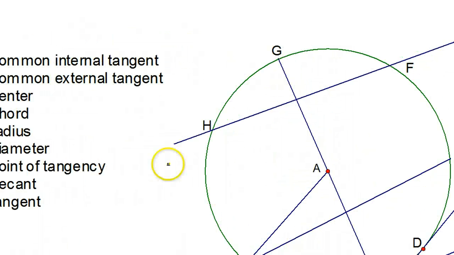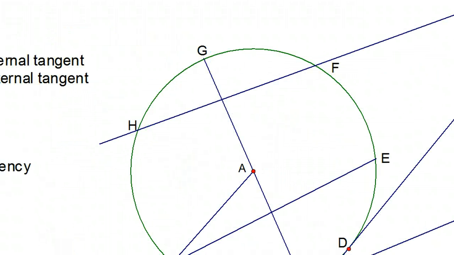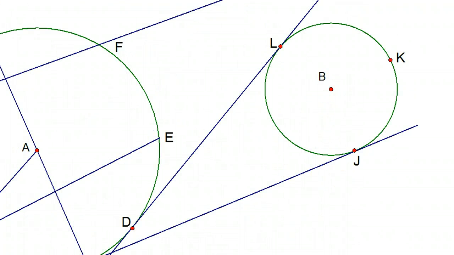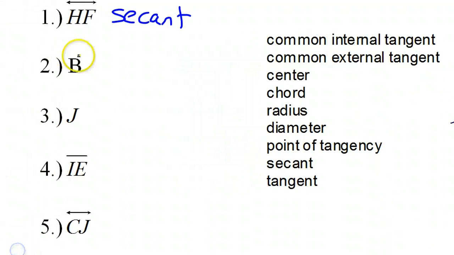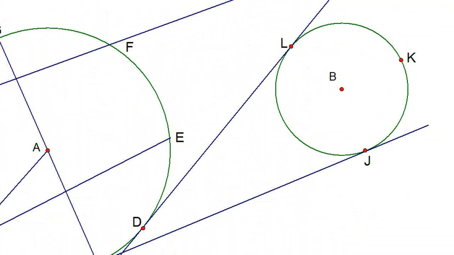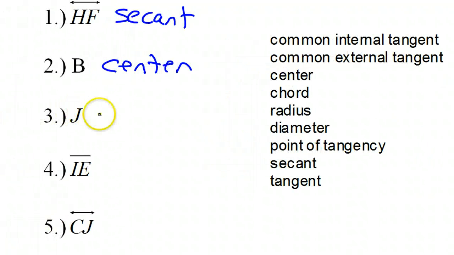Alright, because a secant is a line cutting through the interior of a circle. Point B. Let's see, where's point B? Oh, point B is the center of the circle. All right, point J. All right, there's point J. Point J is a point of tangency because I see the tangent touching. Okay, so point of tangency.